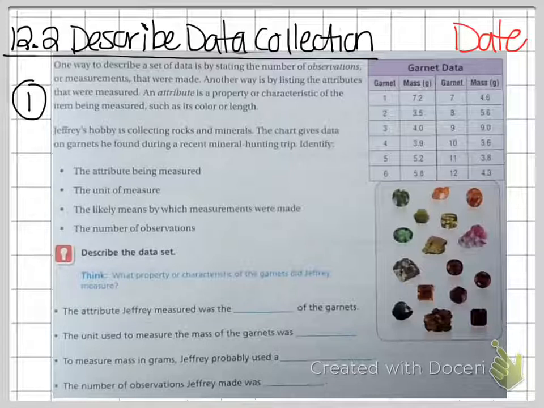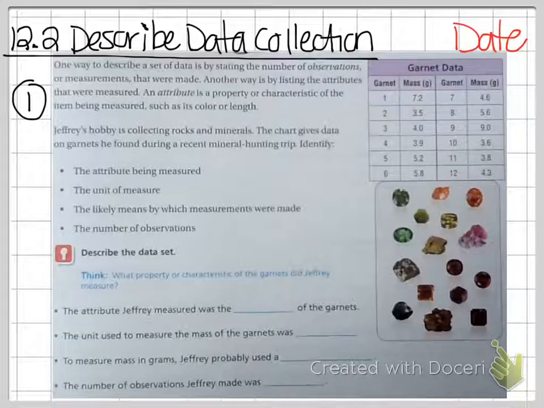Jeffrey's hobby is collecting rocks and minerals. The chart gives data on the garnets he found during a recent mineral hunting trip. We are going to identify the attribute that is being measured, how it was measured, the unit it was measured in, and the number of observations that were made.